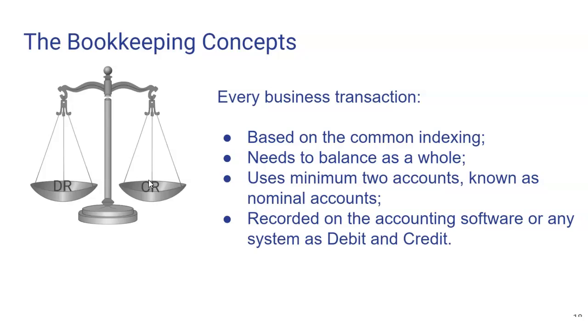We had an example with a sale, and we said we sold goods on one side and received cash on another side. Something new in this part 2 is that every business transaction is based on common indexing. And chart of accounts is common indexing for all accounts that we use. Let's have a look in more detail.